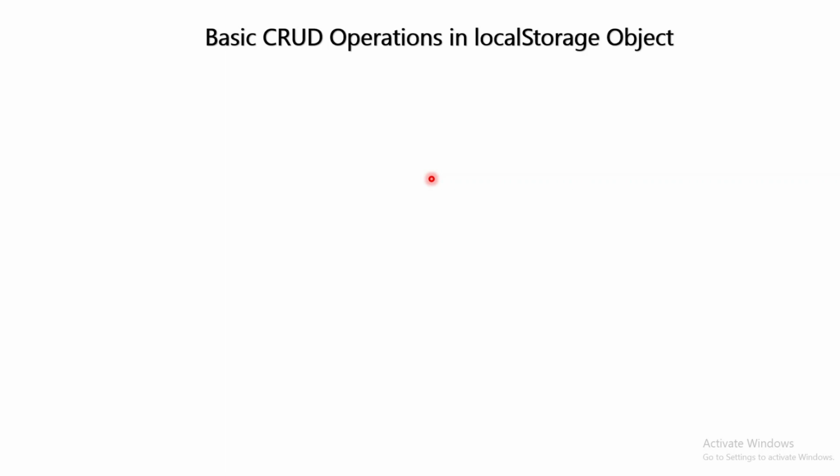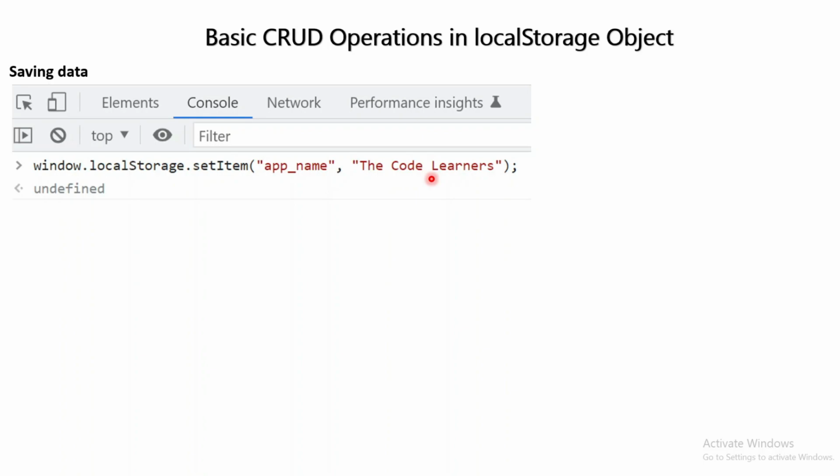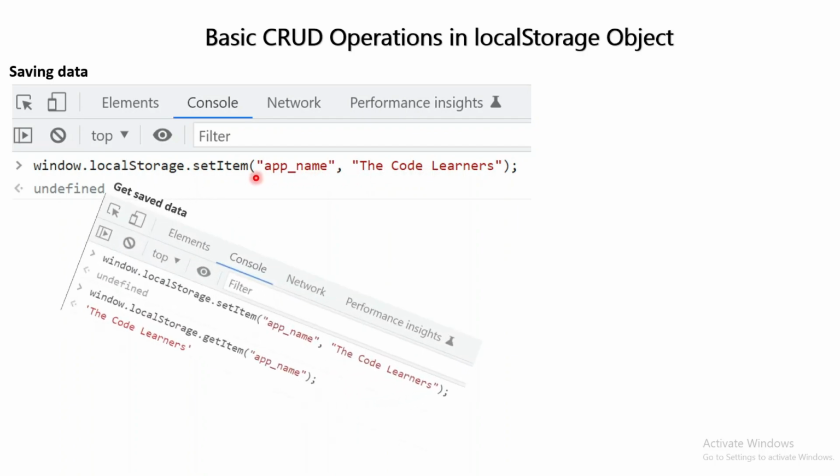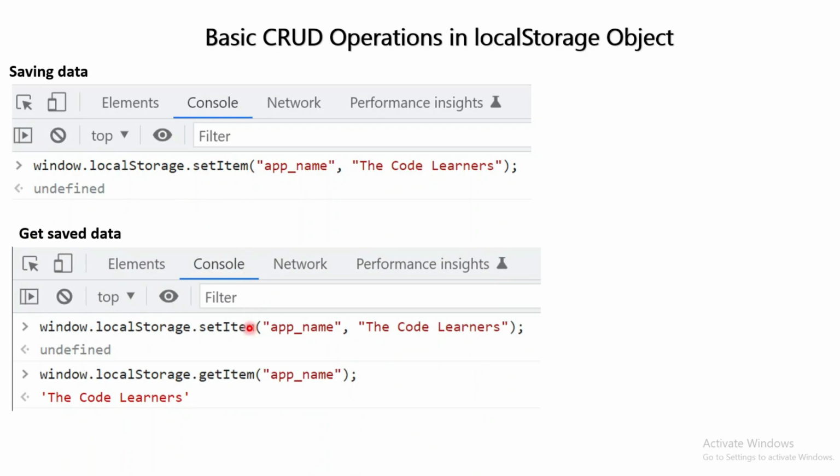So now we are coming to the basic CRUD operations of local storage. To create or insert new data, you have to use a method called setItem. The first parameter is the key name, the name of the key which you want to save, and the second parameter is the value for that particular key. Here I have stored The Code Learners in the app_name key. So now if I want to retrieve it, to get that particular data, I need to use the getItem method, and I need to pass the key which I used during the setItem method. In this case, it is app_name.